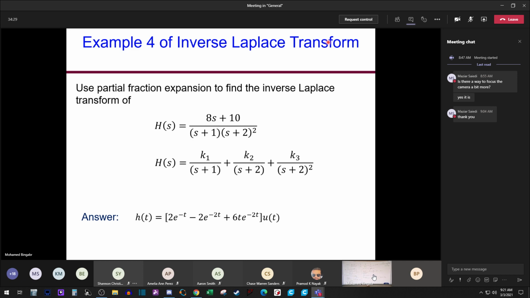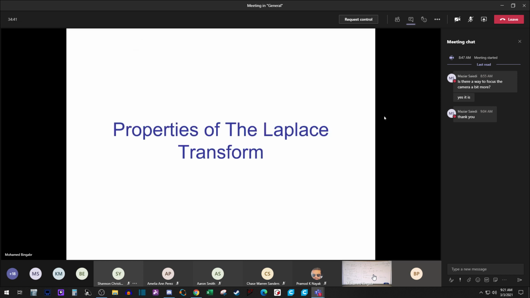Okay, let's see. So, all right, so the next topic will be properties of the Laplace transform. And we will use them to help us analyze a signal, analyze a system, and make our life easier.